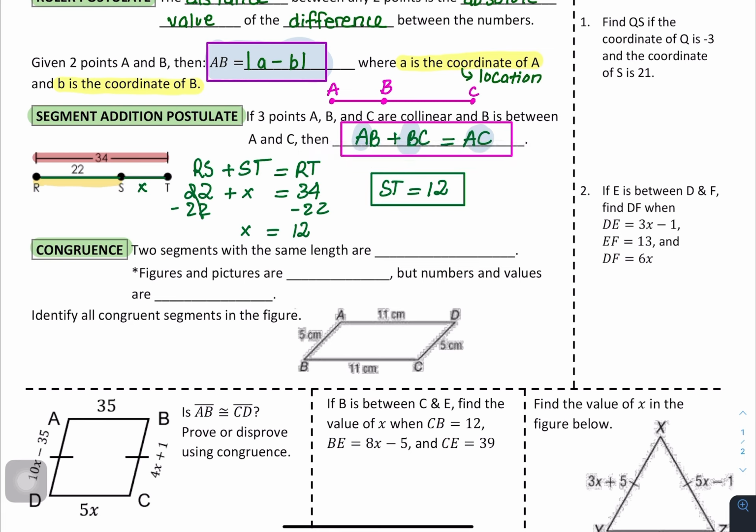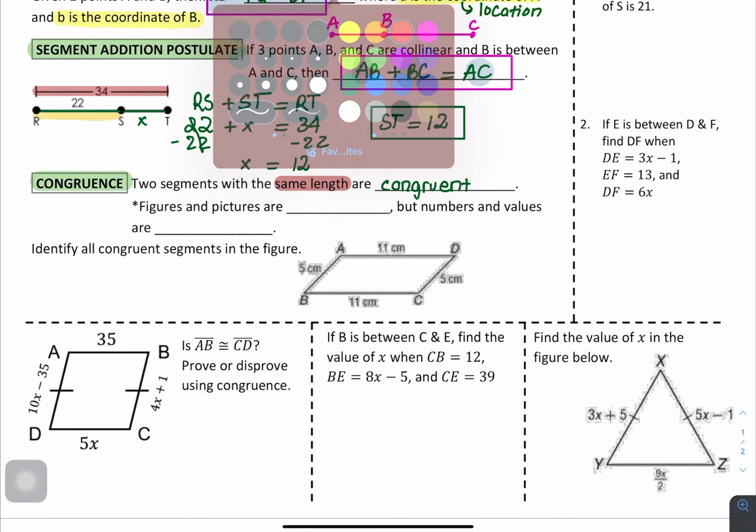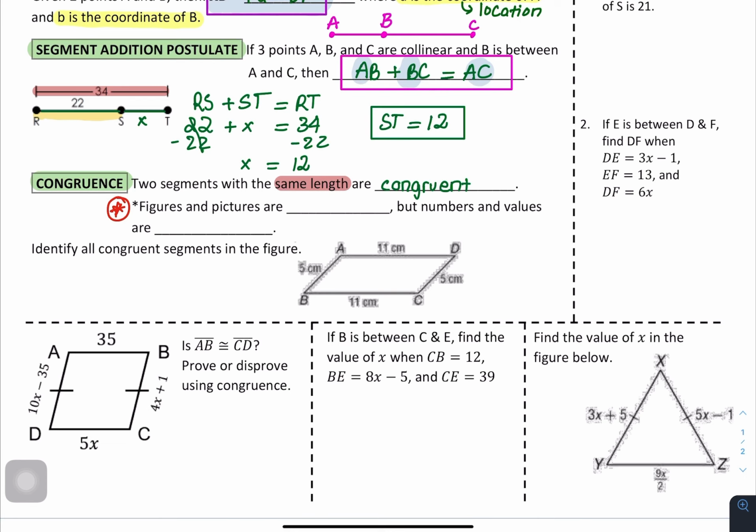Okay, congruence. What is congruent? If we have two segments with the same length, let's highlight our keyword, same length, those two segments are congruent. Now, one thing you have to keep in mind, for figures and pictures, we use the word congruent.